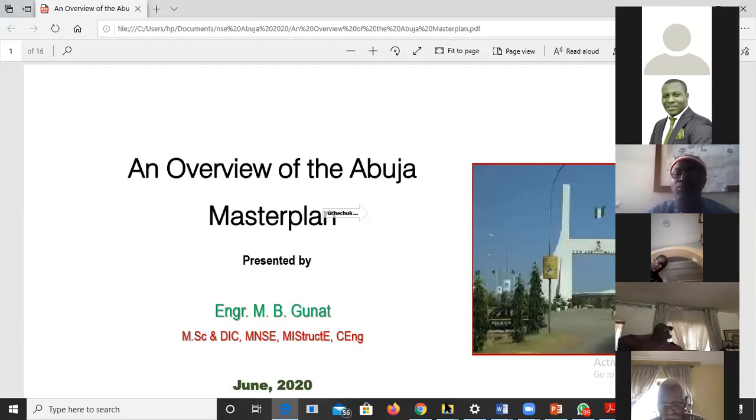Within that layout, we have phase 1, 2, 3, 4, and 5.